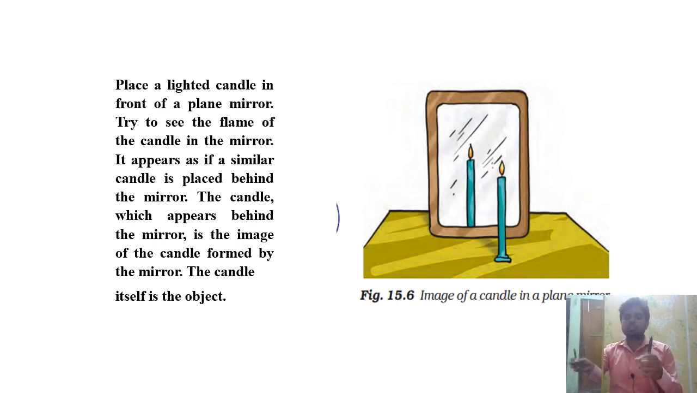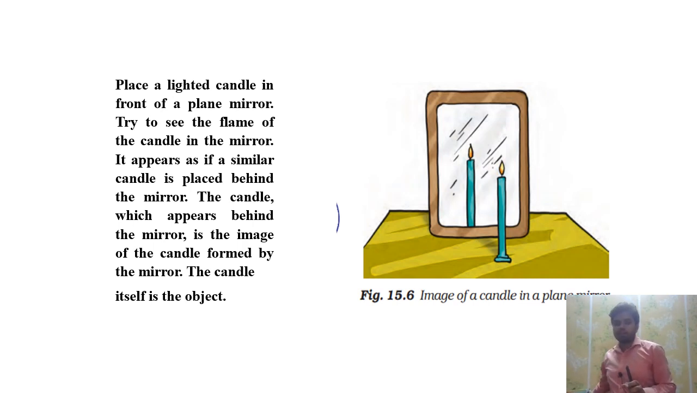This is one of the properties of the plane mirror: the image is formed very much similar to the object, because the height of the object and the distance at which the object is kept will also remain the same. Is it clear to you, students?